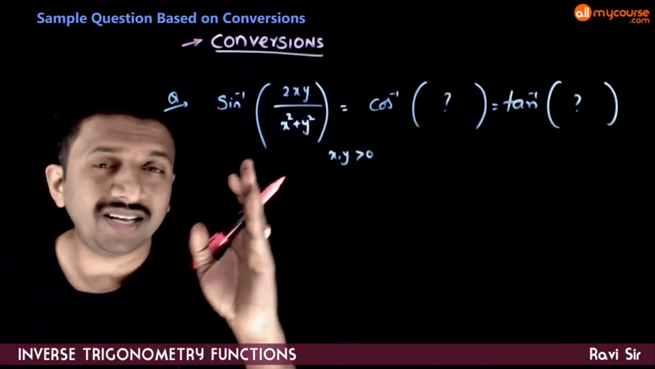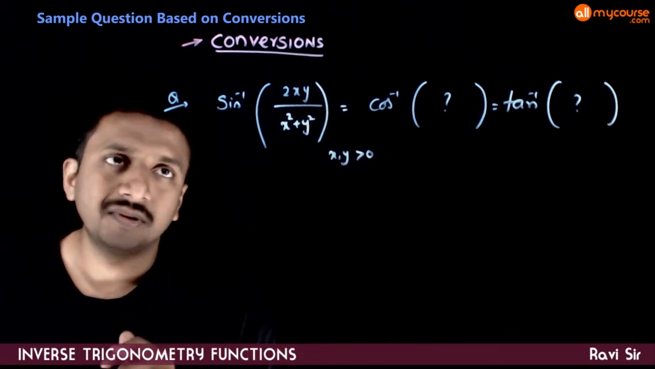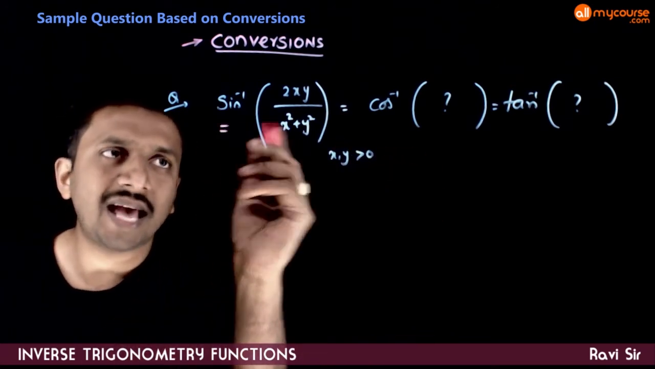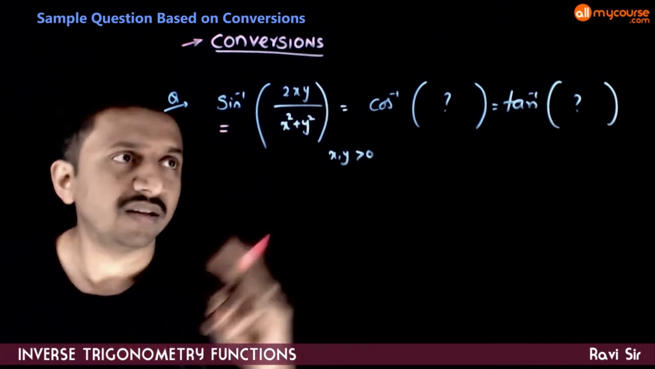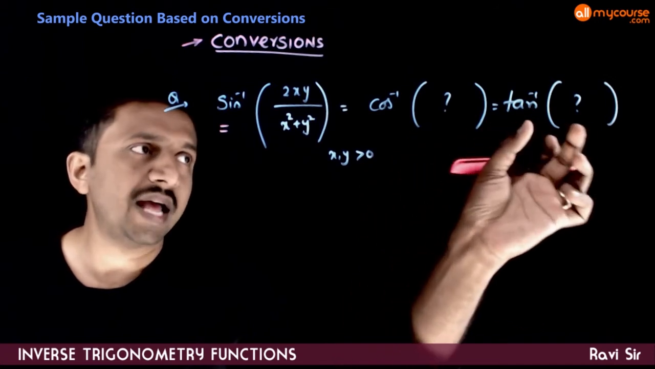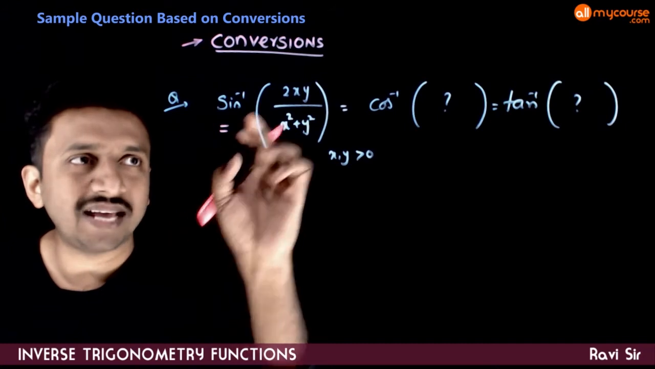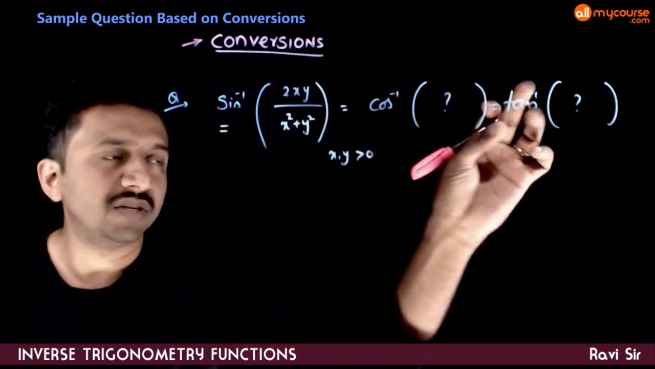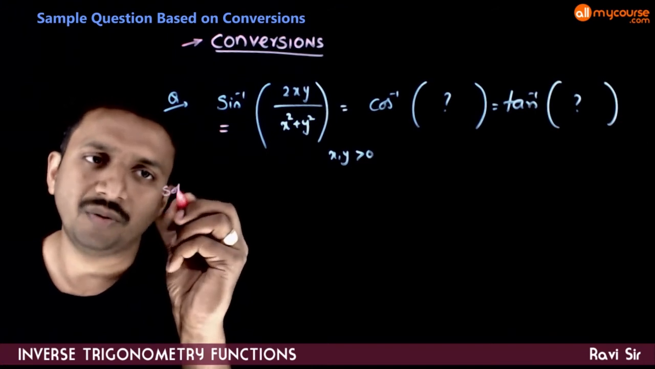Let us look at a very easy sample question based on the conversions. In this question you are asked: sine inverse of 2xy by x square plus y square is equal to cos inverse of what is equal to tan inverse of what. So you want to convert sine inverse of this into cos inverse and tan inverse. So how do we do this?